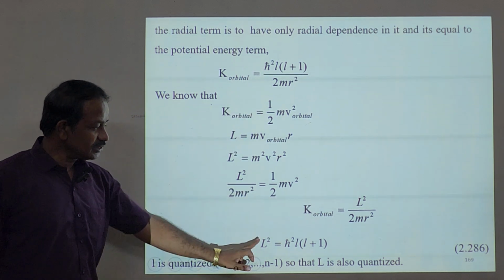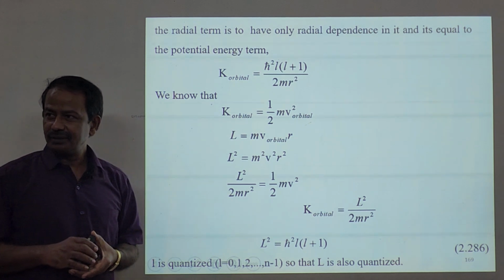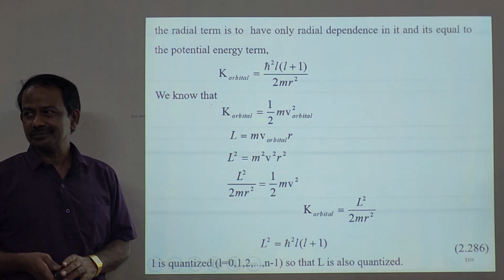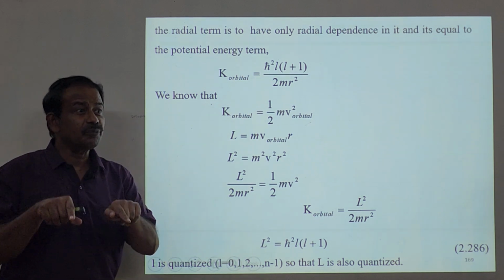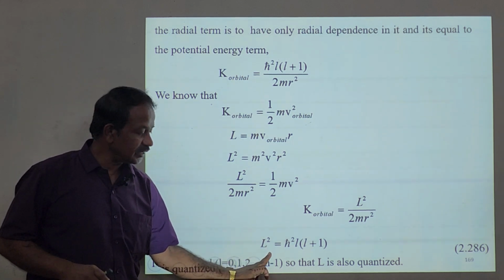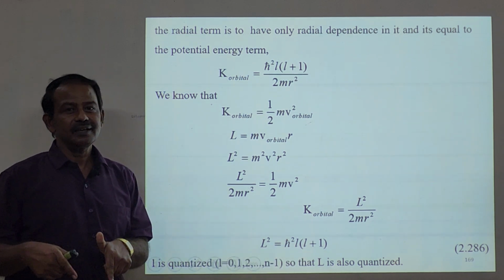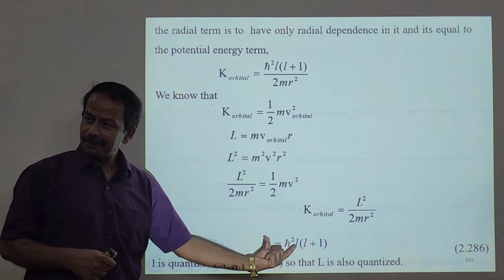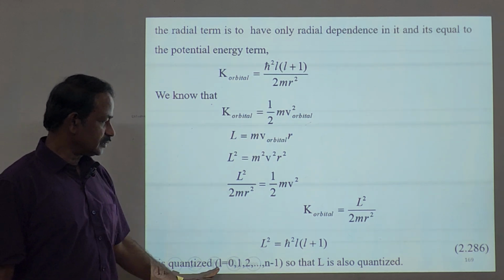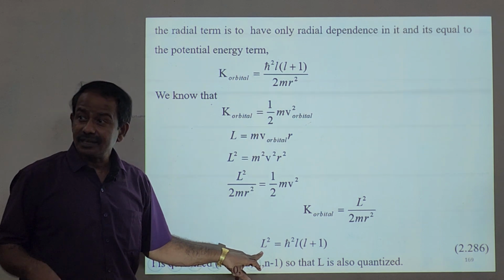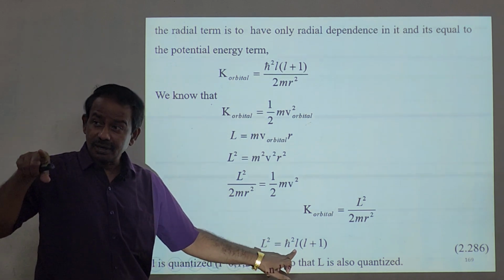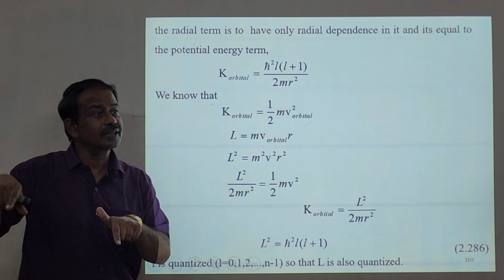So L squared will be h bar squared L into L plus 1. Is it okay? The eigenvalue of the angular momentum is nothing but this value. Very important, one more question. L squared is an operator, like the Hamiltonian operator. L squared acting on psi will give you this eigenvalue times the wave function. So the eigenvalue of L squared is given by this. It is quantized. Here small l stands for the orbital quantum number, the orbital angular momentum.